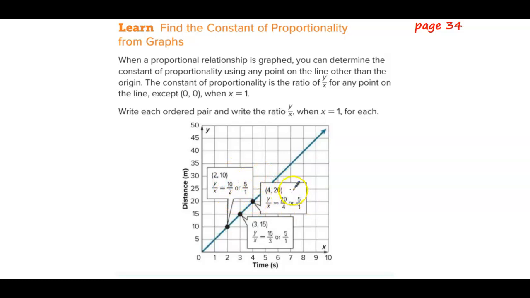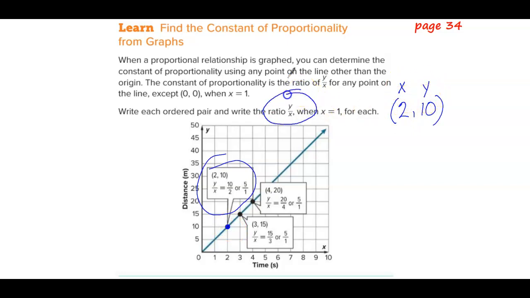In this example, the constant of proportionality is 5/1. But notice that each point led us to 5/1. But how did we get there? Well, let's just start with this point here, (2, 10). (2, 10) is a point on the graph. It's right here, this little guy right here. Well, the first coordinate is always our x, and the second coordinate is always our y.